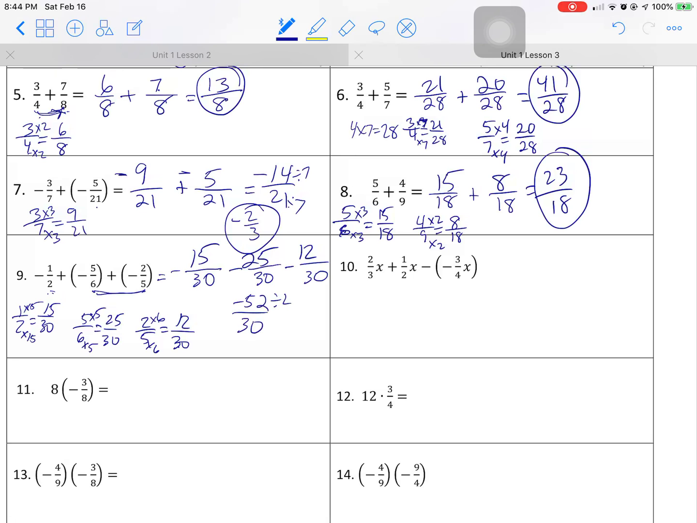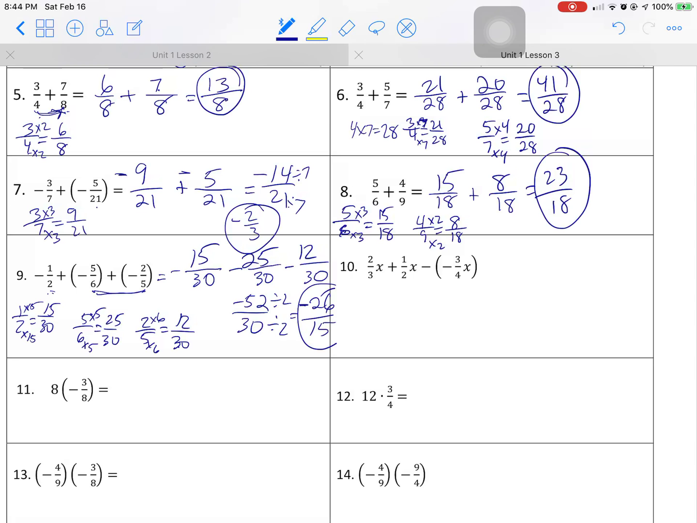Both of those are even. Still a negative, and 26 over 15. 3 doesn't go into 26. There are numbers that go into these, but not the same factors. They have no factors in common, so you can't reduce it any farther.